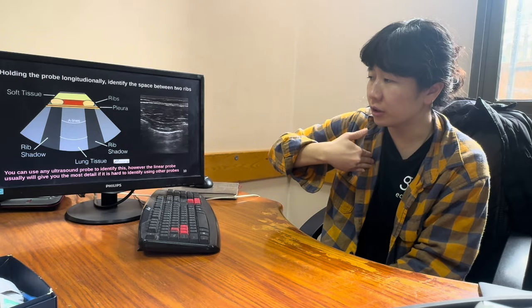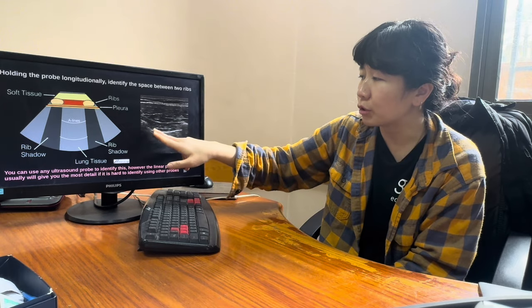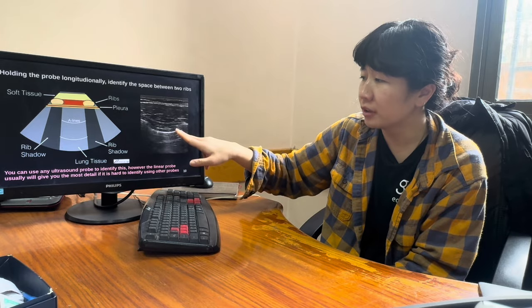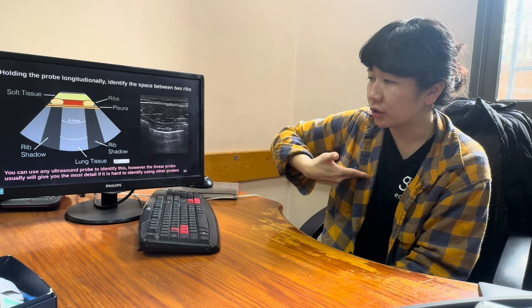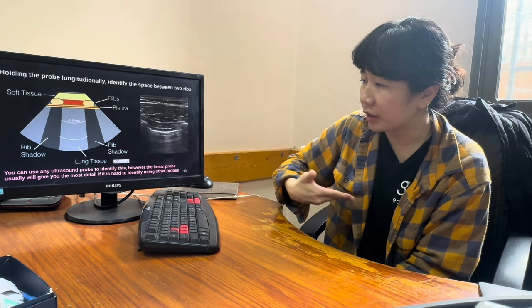Usually we teach the longitudinal way first, because then you can identify the ribs and then the pleural line in between and know for sure you're looking at the pleural line. Whereas when you go transverse, sometimes you can be a bit off from the pleural line.